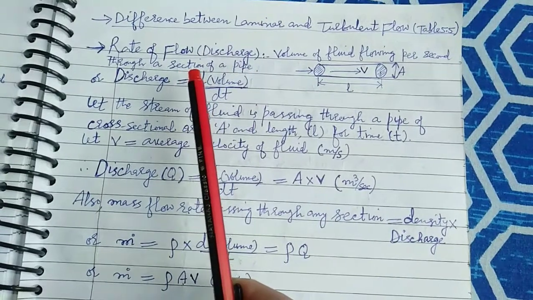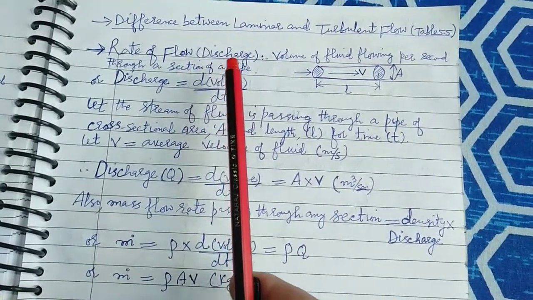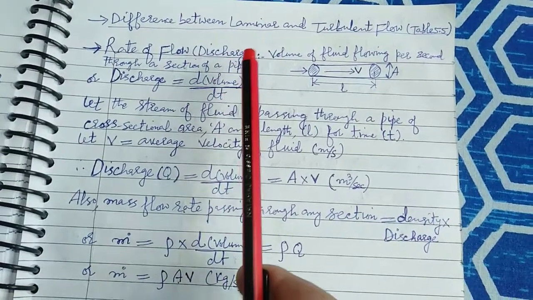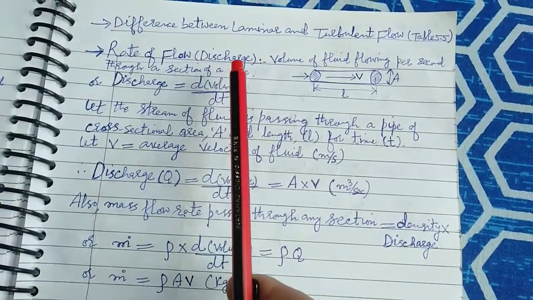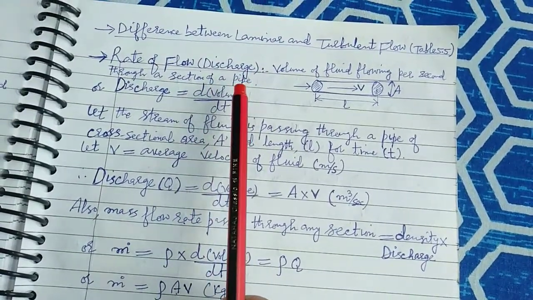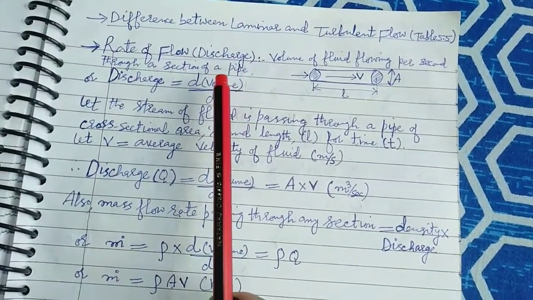Okay. So it means the rate of volume flow per second through any cross section of a pipe. That means it is the volume flow rate per second. Okay. So what actually is discharge and how is it calculated?